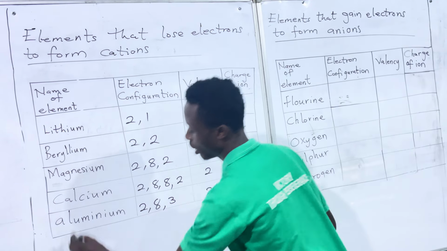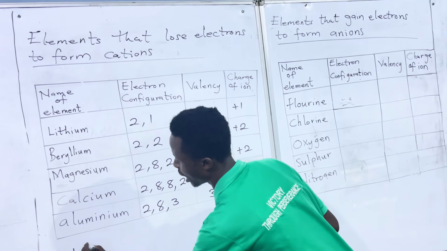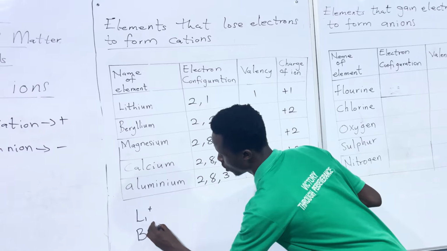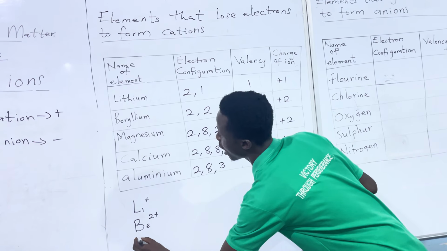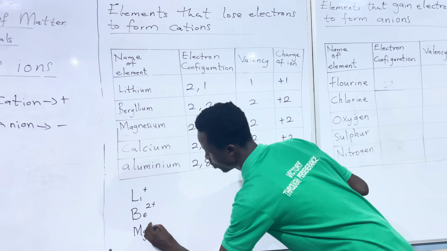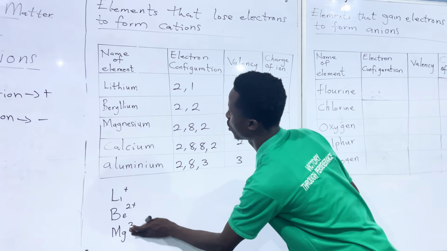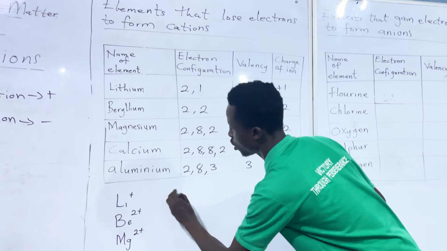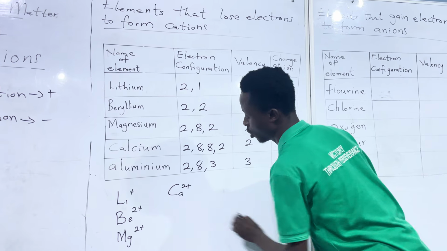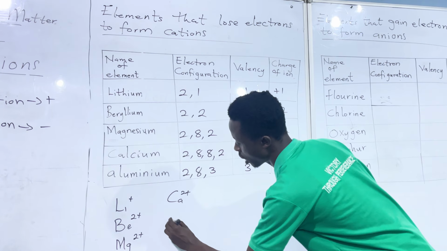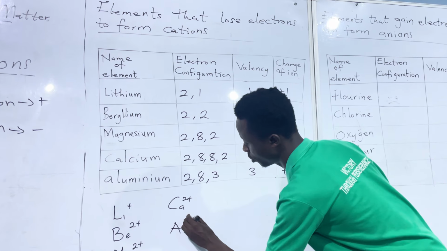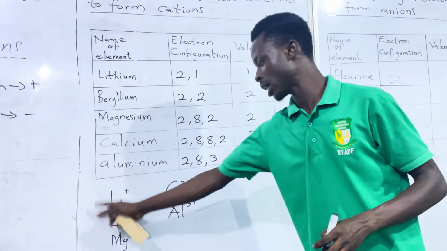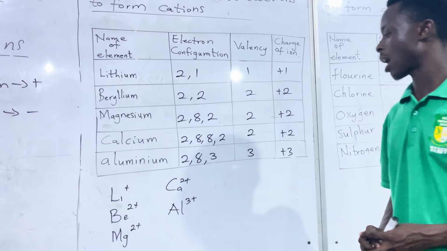So when you are writing this, it will be lithium plus, beryllium 2 plus, magnesium 2 plus, calcium 2 plus, then aluminium 3 plus. So this is how we represent the charges on the atom.